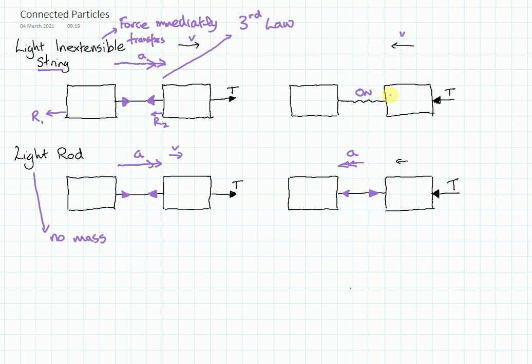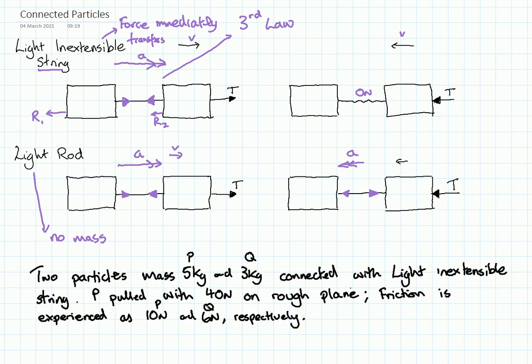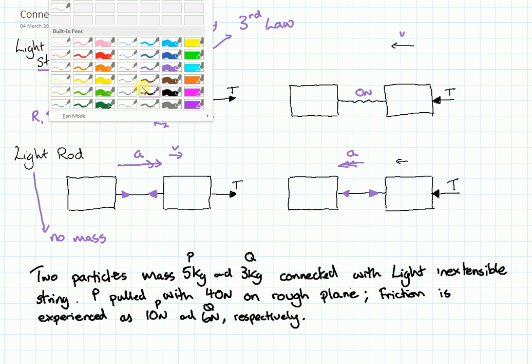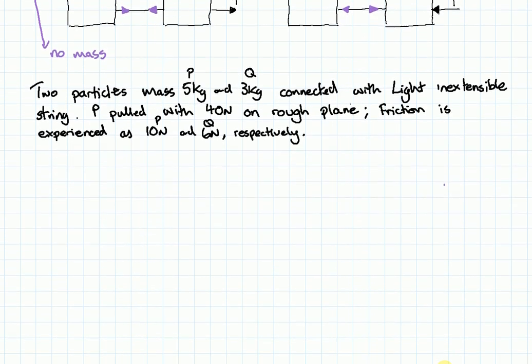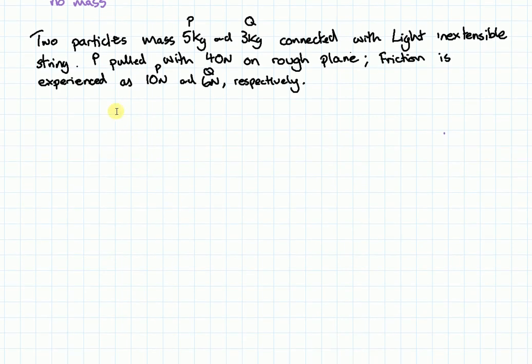So I'm just going to set up the question. Okay, so this is an example. It's in the book, and what we're talking about is two particles that are connected with a light inextensible string. Let's draw a quick diagram of what's happening. We've got two particles, one with a mass of 5 kilograms, and one with a larger mass.